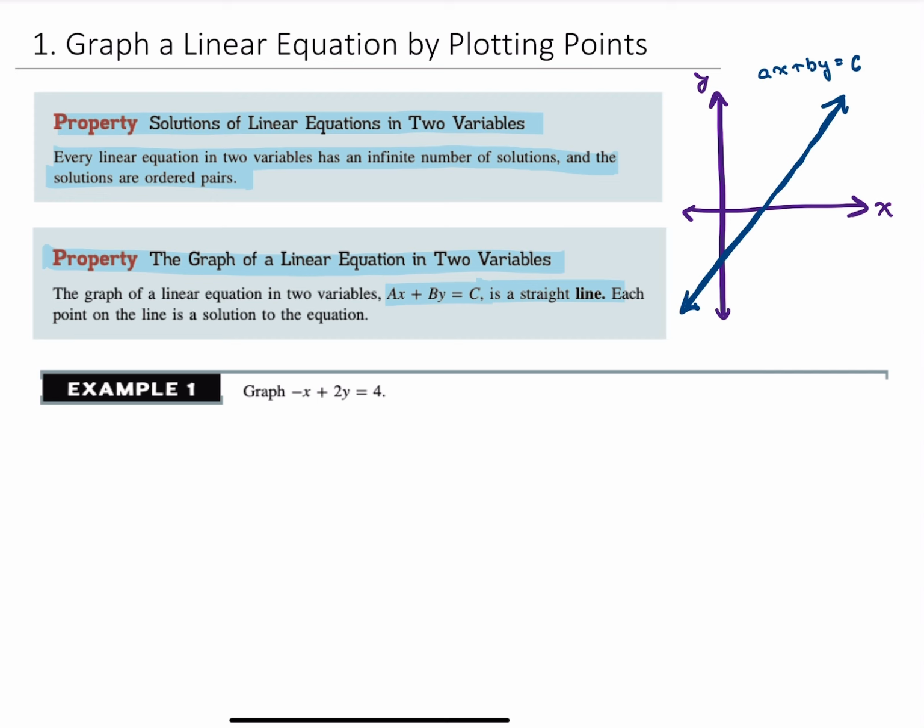So let's look at an equation and graph it just by getting a few points together. Notice if we just know at least 2 points on the line, we'll be able to know what the line looks like. So let's try that. Let's get a few points together.